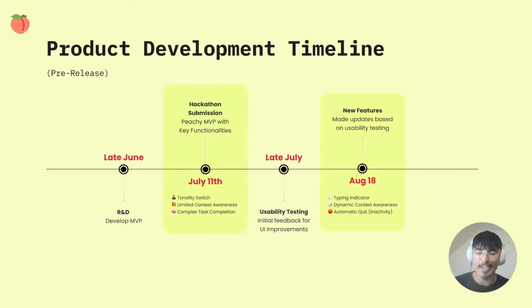Upon the submission for the hackathon on July 11th, Peachy was capable of handling three core features: customizability for the bot response tone, bot response context awareness, and completing complex tasks. And since the submission, we have been implementing more features based on a series of usability testing to ensure that Peachy is as user friendly as possible.